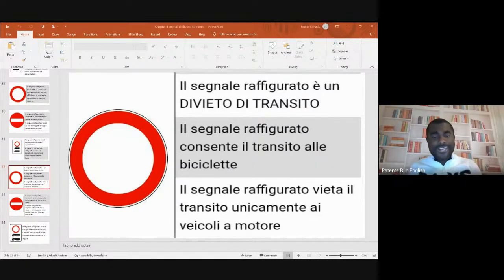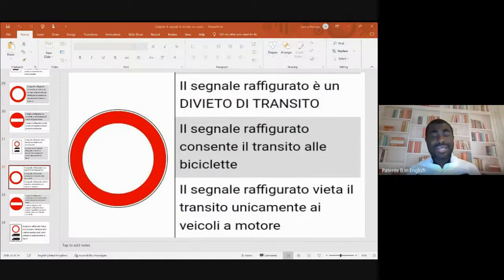So the first one says that il segnale raffigurato è un divieto di transito. So the first one is true. Yeah, this signal is divieto di transito, no transit. The second one says that il segnale raffigurato consente il transito alle biciclette, and the answer to the second one is false. No, bicycles cannot transit. Bicycles are not allowed to use the road.